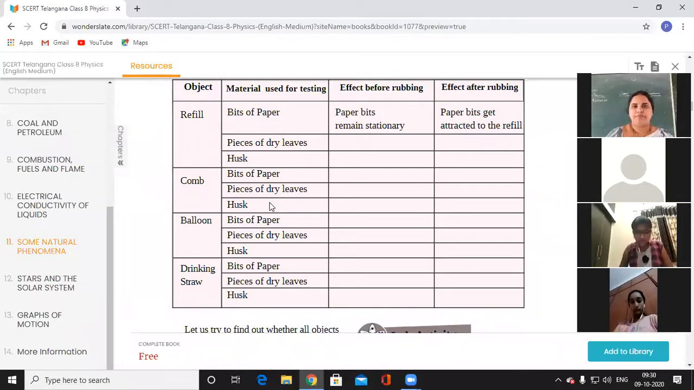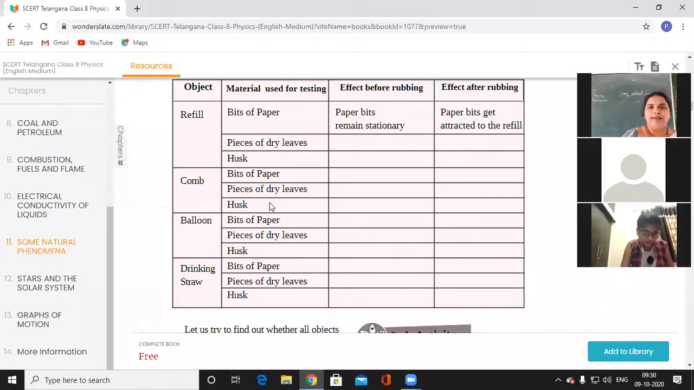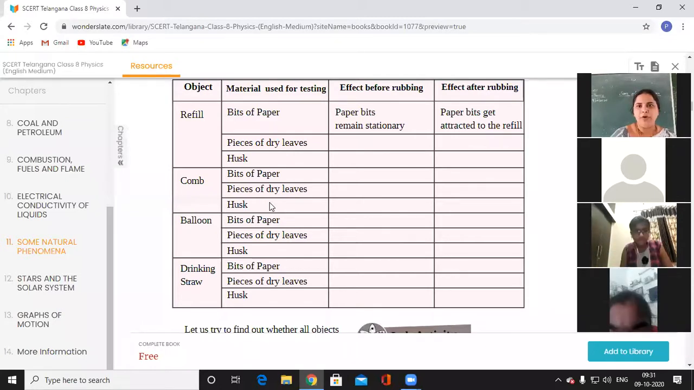Yes. Next, comb. Effect before rubbing, bits of paper remain stationary. Effect after rubbing, bits of paper get attracted. Pieces of dry leaves remain stationary before rubbing, get attracted after rubbing. Husk remains stationary, gets attracted after rubbing. Balloon, bits of paper, they remain stationary and get attracted after rubbing. Same thing for all the others. Before rubbing, all the tiny things, bits of paper, pieces of dry leaves, husk, they all remain stationary. After rubbing the balloon with the woolen cloth, bits of paper will get attracted to it. Same with the drinking straw also.